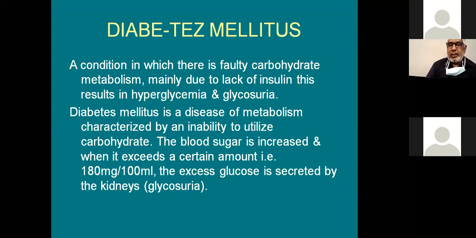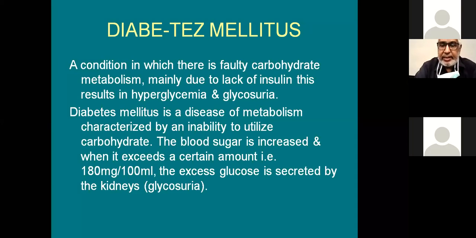So diabetes mellitus is a condition in which there is faulty carbohydrate metabolism, mainly due to lack of insulin. This results in hyperglycemia and glycosuria. Diabetes mellitus is a disease of metabolism characterized by inability to utilize carbohydrates.